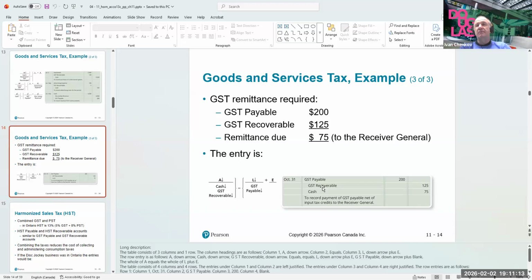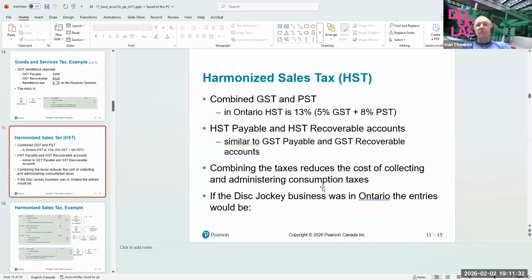Well, let's pay them. Close the GST payable with 200, close the GST recoverable 125, debit on the GST payable, credit on the GST recoverable, and fill the gap with the credit cash. Why? Because credit cash means your cash is going down, or you're paying cash. That's the GST. Harmonized taxes, same idea, but we're working with a higher percentage, 13%.